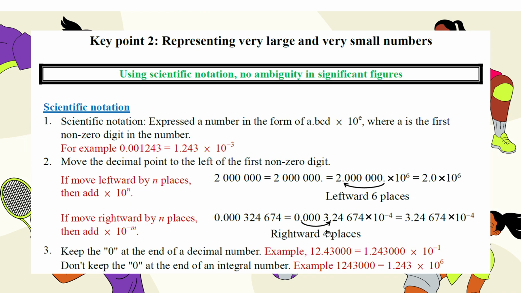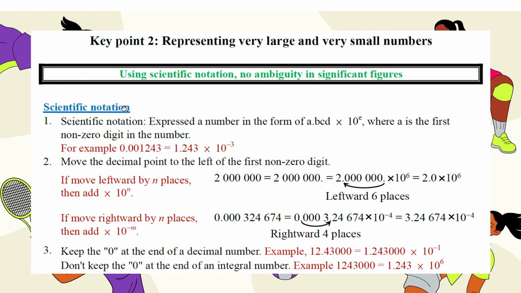Well done. Okay, so next we talk about representing very large and very small numbers. You learned it before because it's scientific notation, but now I tell you why. When using scientific notation, there is no ambiguity in the significant figures. Accuracy is clear by using scientific notation. Otherwise, it has some ambiguity, which I will talk about later.